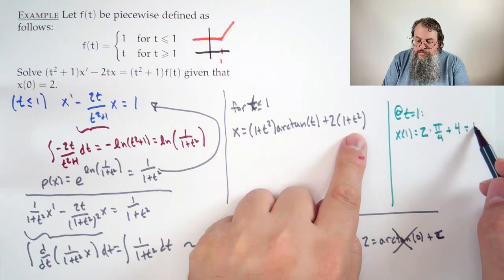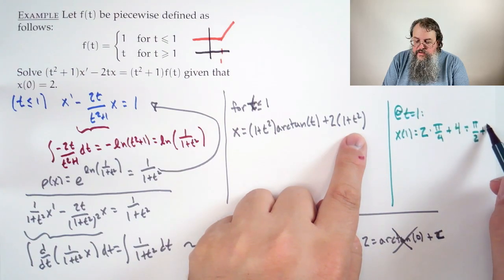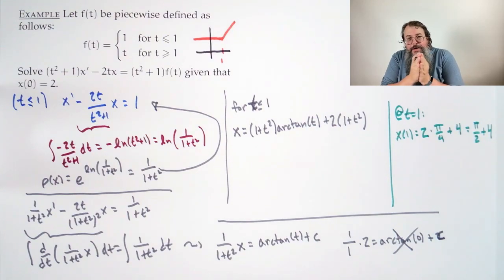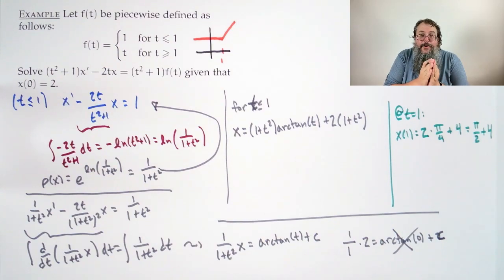So we end up with pi halves plus 4. So now what we'll do is we'll move and say, okay, we're going to rechange our problem, and we're going to go for a time above 1. Okay, so here we go. Let's write down what's going to happen.